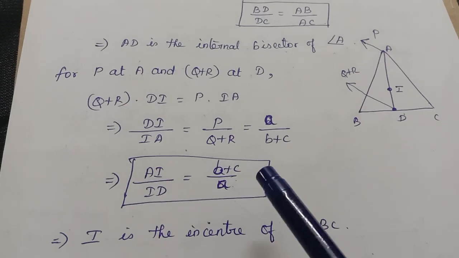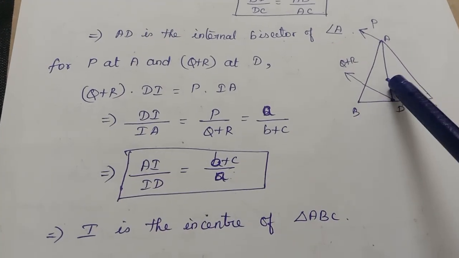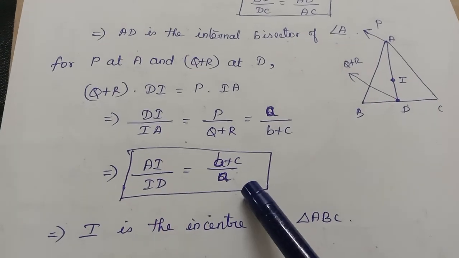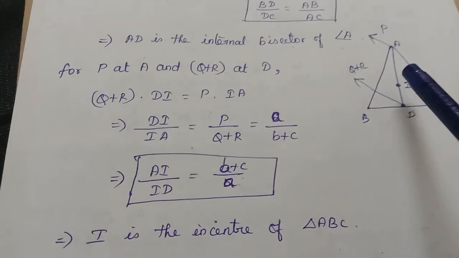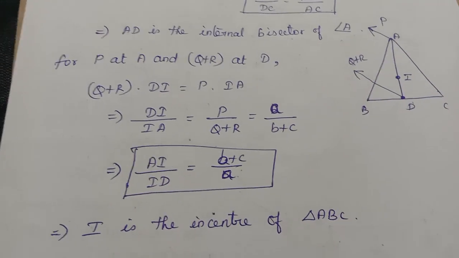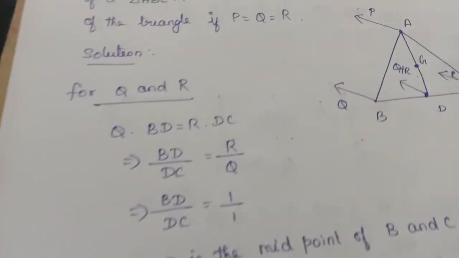This result implies that this is the incenter. I is the incenter of triangle ABC. This is the property of the incenter. So what do we conclude? The resultant of the three like parallel forces passes through the incenter of the triangle. Okay, right. Then next problem.